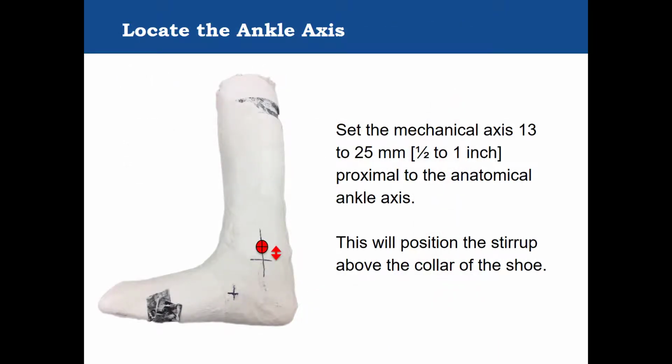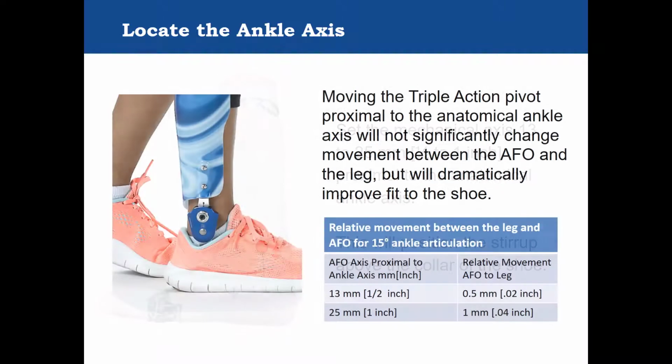Set the alignment axis 13 to 25 millimeters, or 1/2 to 1 inch, proximal to the anatomical ankle axis. This will position the stirrup above the collar of the shoe. Shifting the mechanical axis proximal to the anatomical axis will have minimal effect on relative movement between the orthosis and the patient's leg, but will dramatically improve the fit of the shoe.